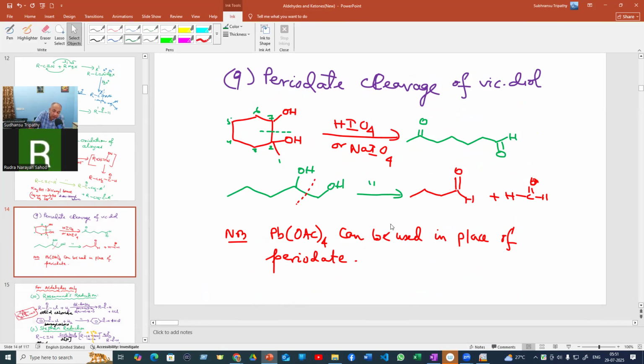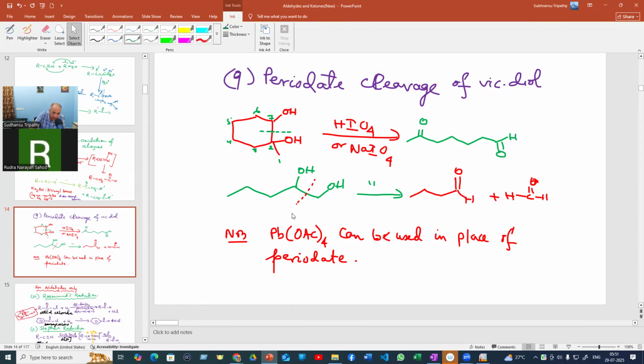Periodate cleavage, this is important for IIT Advanced. Whenever there is a vicinal diol and you treat it with periodate ion, maybe periodic acid or sodium periodate, then the C-C bond will break down, and these two carbons will be converted to carbonyl compounds. If there is a hydrogen here, one hydrogen not shown, it will be an aldehyde. If there is a methyl group, it will be a ketone. Since it was a cyclic compound, it became acyclic with two aldehydes at the two terminals.